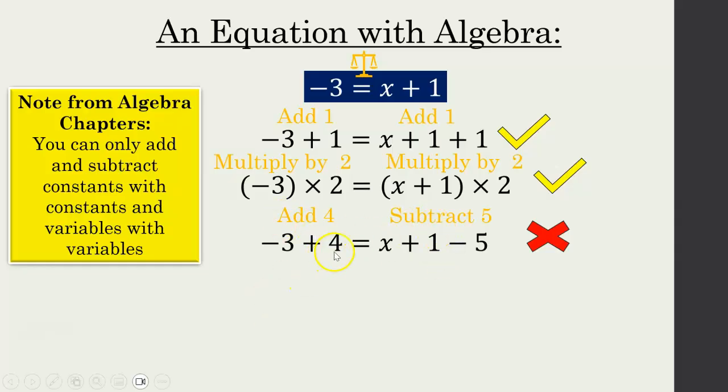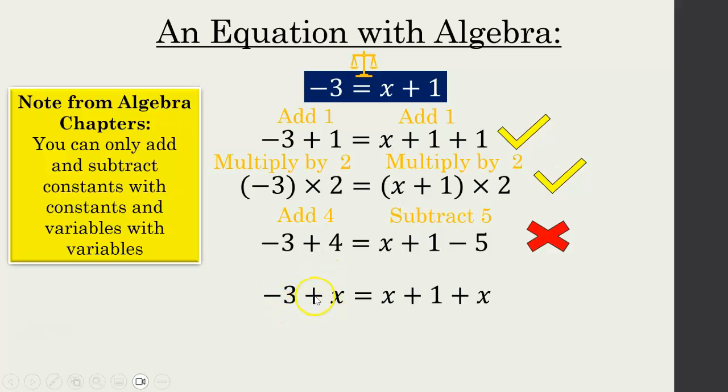This does not work. So if I started out with this, I can't suddenly get down to here. That doesn't make sense. I can't do this. I'm just throwing in random numbers and it's no longer balanced. It's not an equation.